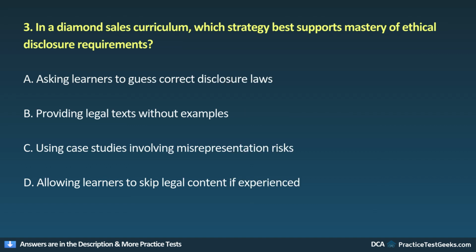3. In a Diamond sales curriculum, which strategy best supports mastery of ethical disclosure requirements? A. Asking learners to guess correct disclosure laws. B. Providing legal texts without examples. C. Using case studies involving misrepresentation risks. D. Allowing learners to skip legal content if experienced.